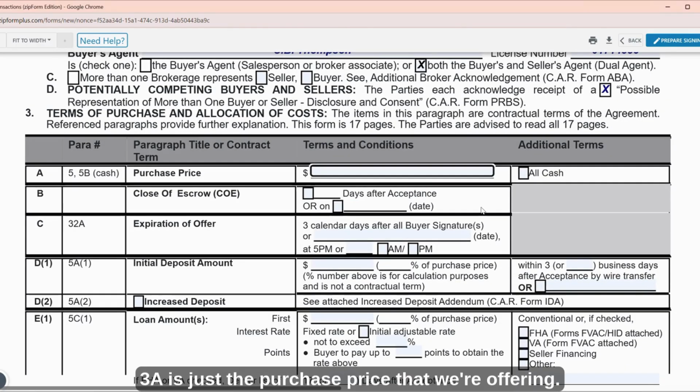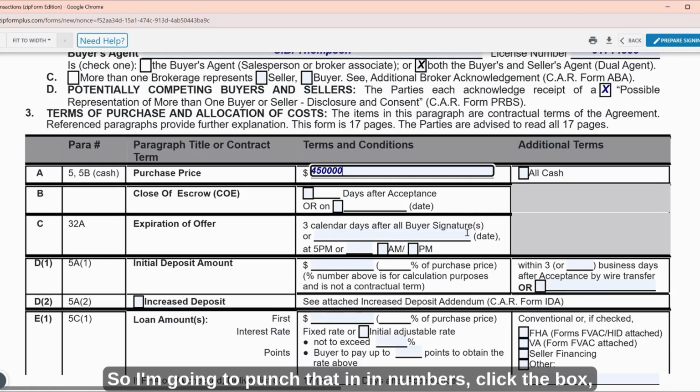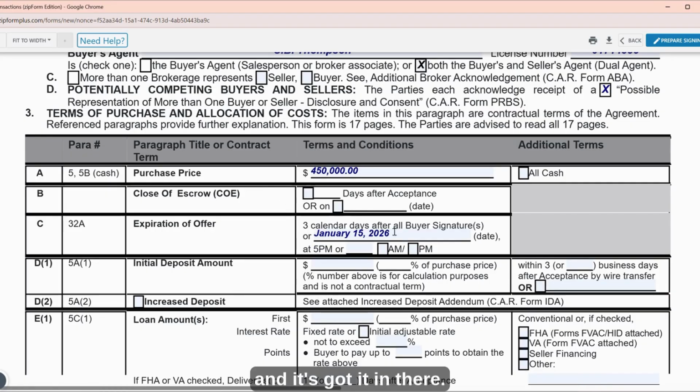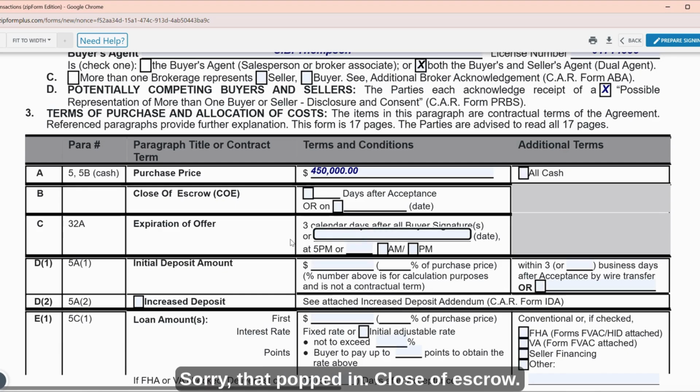3A is just the purchase price that we're offering. In this case, I'm going to go ahead and say we're offering $450,000 on this. So I'm going to punch that in numbers, click the box, and it's got it in there. Close of escrow.